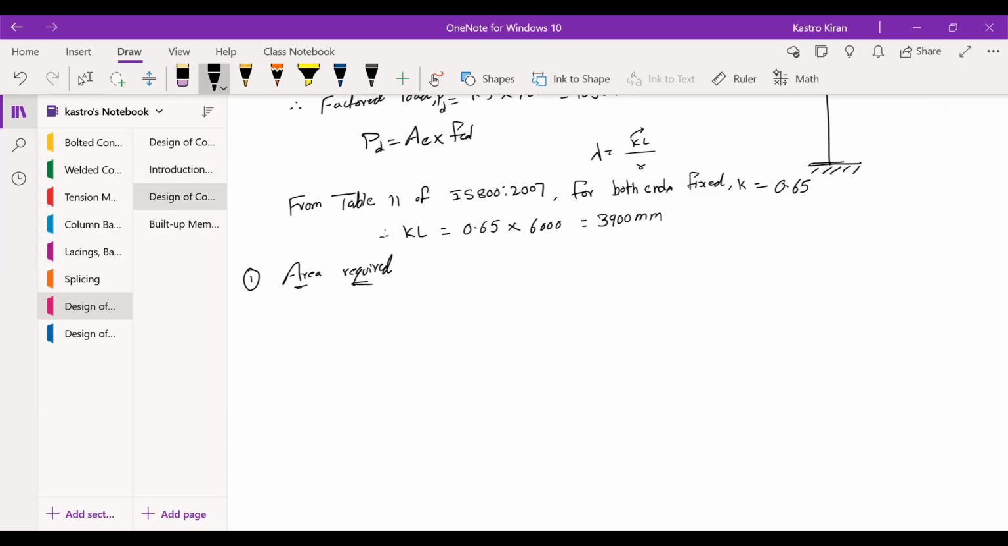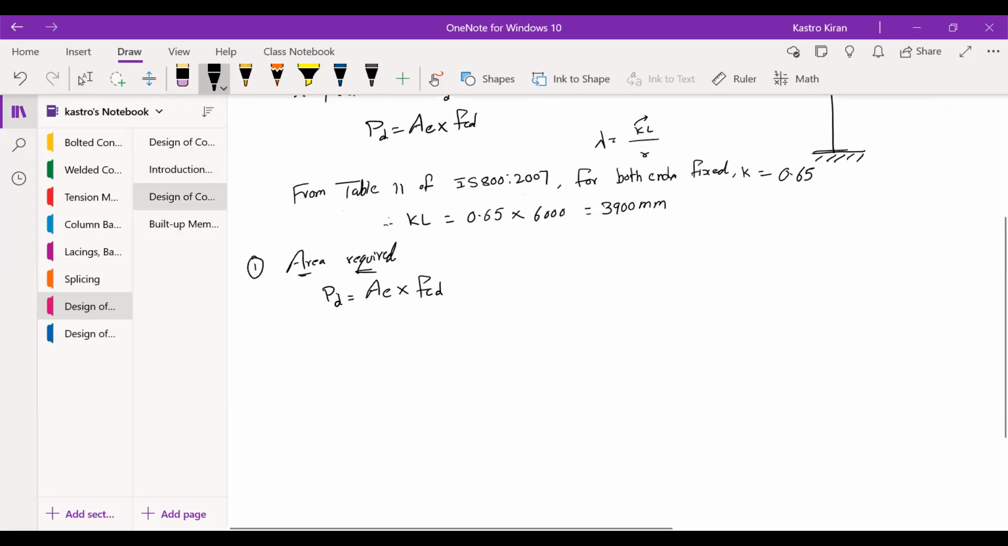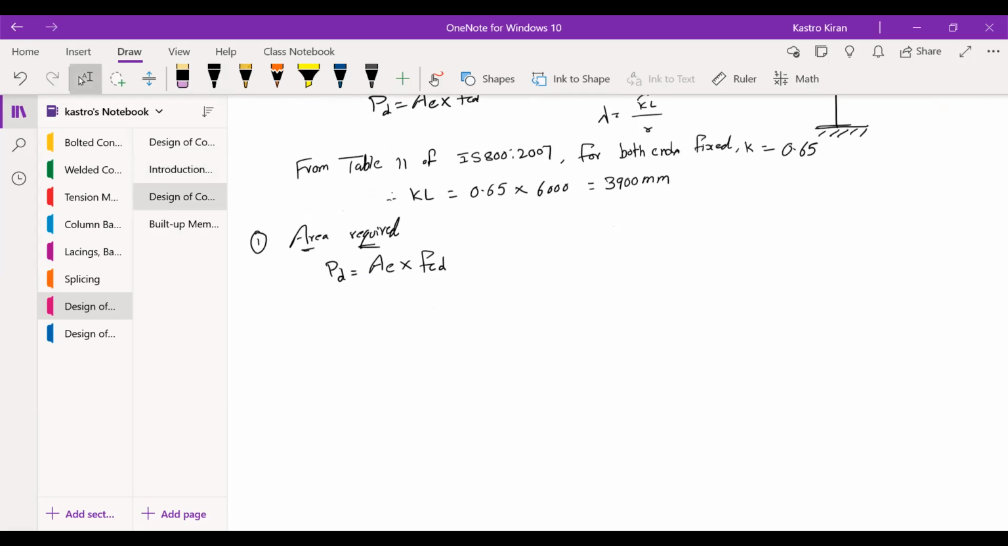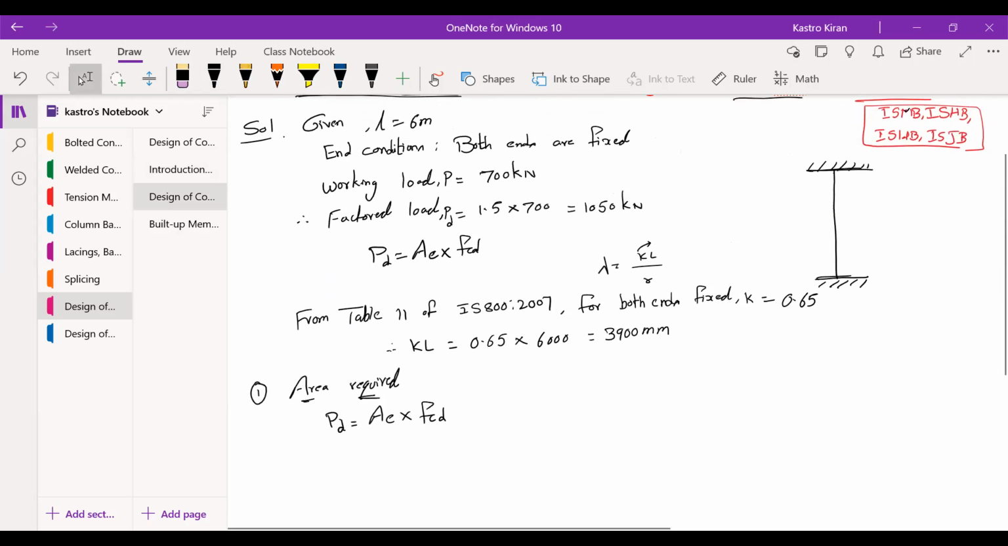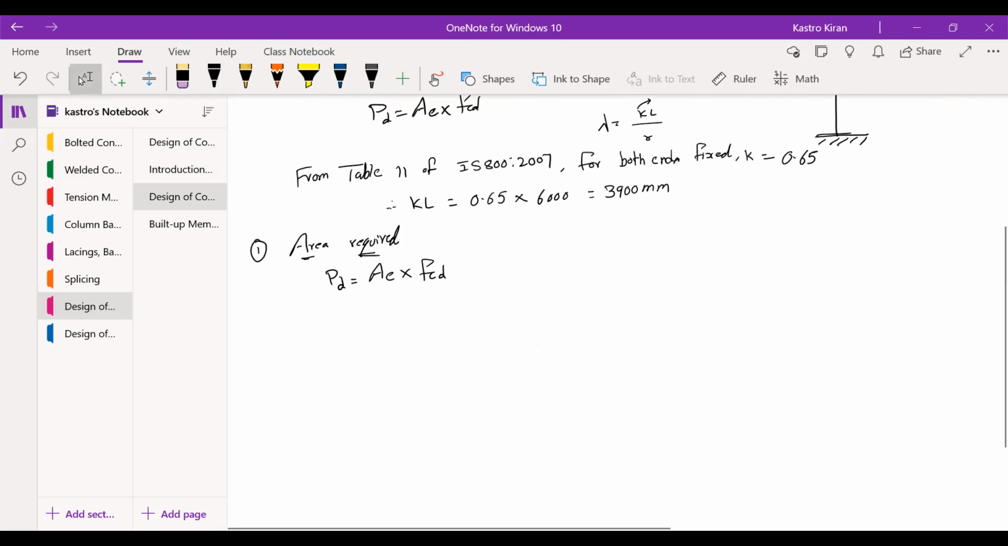So you need to have certain conditions for this, right? So you know PD equals AE into FCD. Here AE is nothing but required area or area required. Now PD we know, which is the value of load given in the question, that is 1050 kilonewtons. Remember, PD is the factored load, not the working load. Don't take it as 700 kilonewtons. So PD is the factored load, which is 1050 kilonewtons.